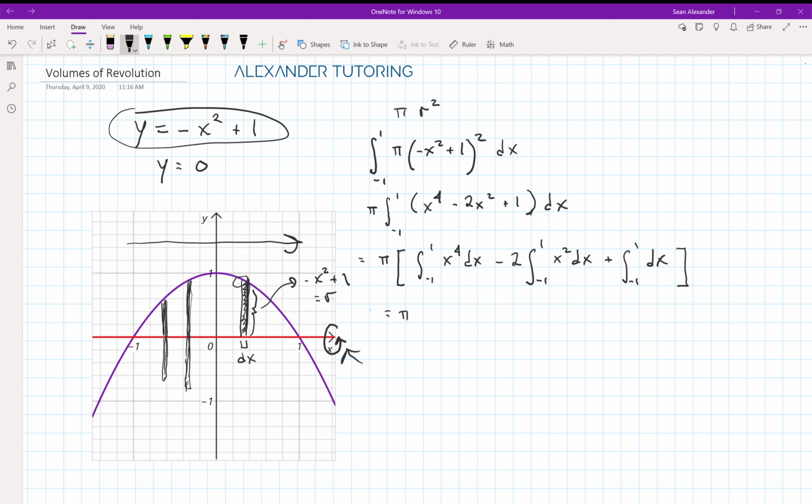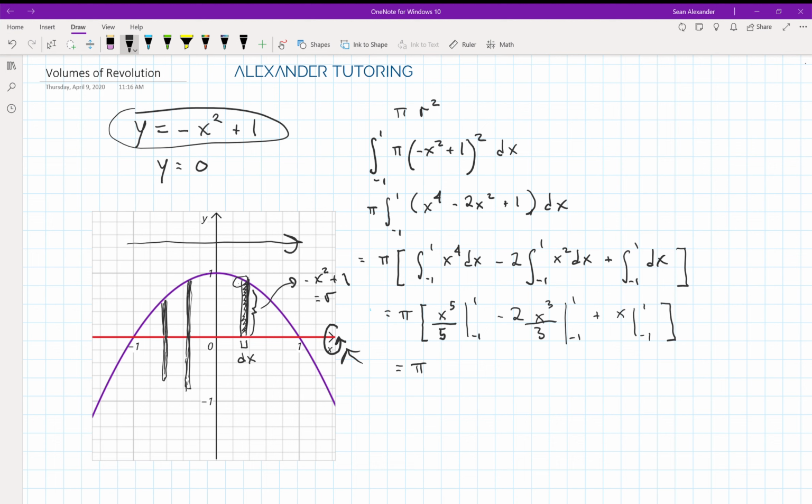So we have the pi on the outside here. The first integral, the antiderivative of x to the fourth, is x to the 5 over 5. I assume you know how to do that. Evaluated from -1 to 1. Minus 2 times the antiderivative of x squared, which is x cubed over 3, evaluated from -1 to 1, plus the antiderivative of dx, which is simply just x, evaluated from -1 to 1. Okay? And so now we just plug these numbers in.